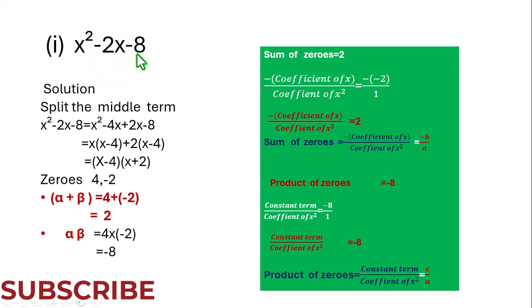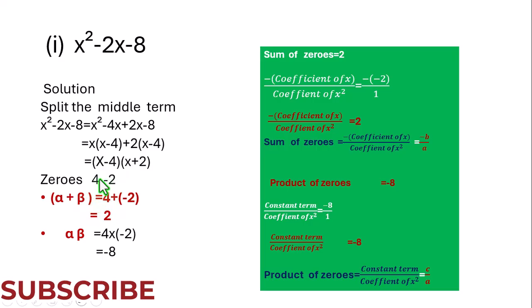The sum is minus 2 and the product is minus 8. Here the factors of 8 are 2 and 4. So split minus 2x into minus 4x plus 2x. Minus 4 into 2 is minus 8, and minus 4 plus 2 is minus 2. In the first two terms, x is common, then what is left is x minus 4. In the third and fourth terms, 2 is a common factor; take 2, x minus 4. Then x minus 4 into x plus 2. So x minus 4 is a factor, and the zeros are 4 and minus 2.